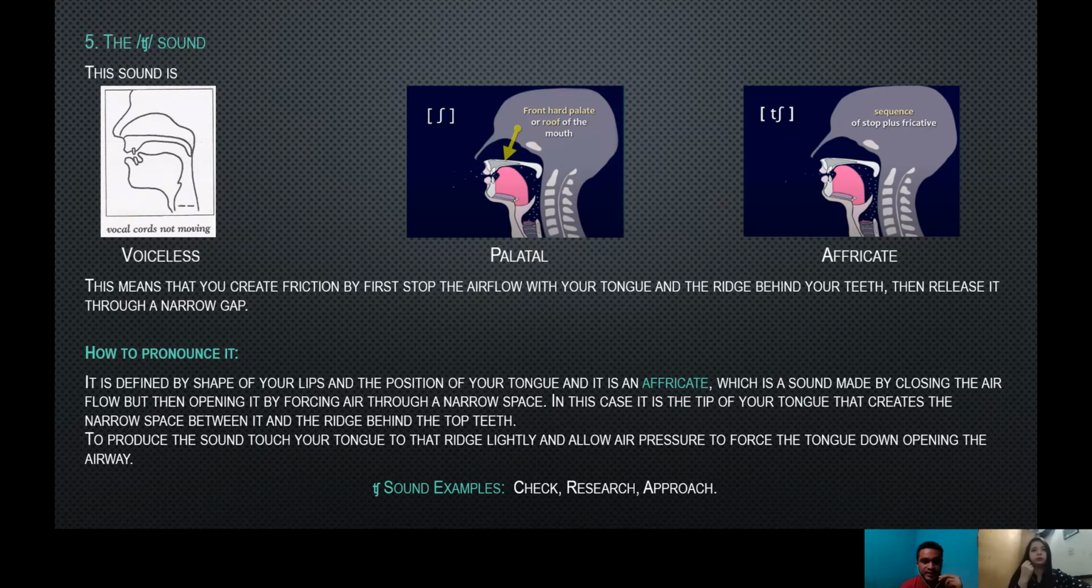To produce the sound, touch your tongue to the ridge lightly and allow air pressure to force the tongue down, opening the airway. For example, some examples are check, research, approach.